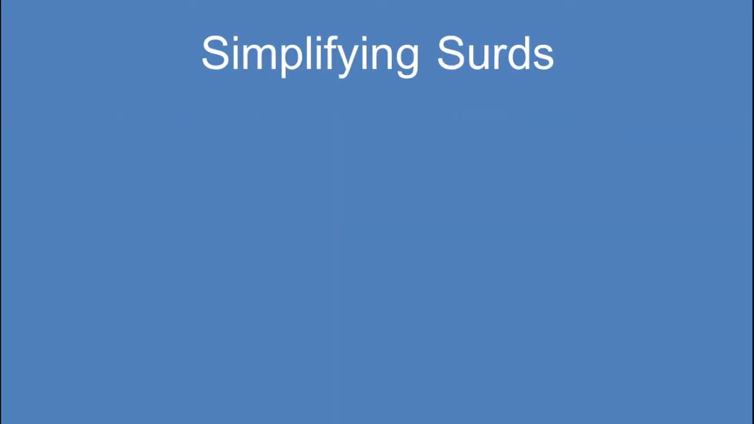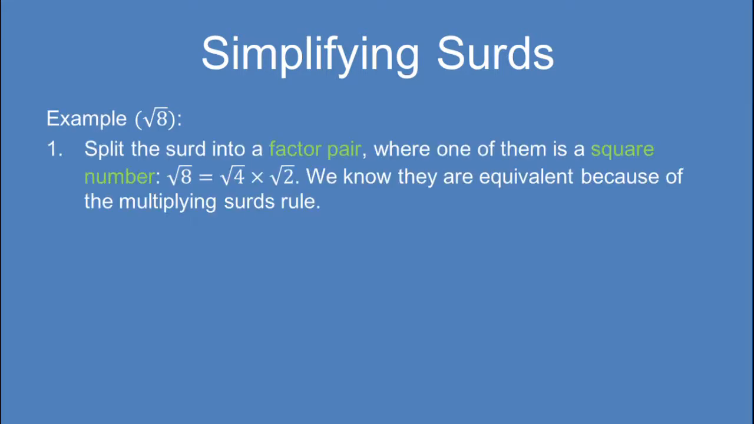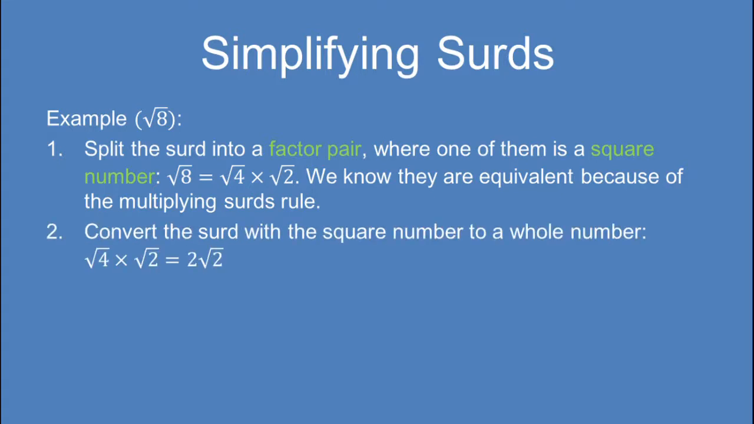Now this slide will show how to simplify surds. We'll use an example, the square root of 8. First, we split the surd into a factor pair, where one of them is a square number. We know that when multiplied back together, you will end up with your original surd. Lastly, we convert the surd with a square number to a whole number. In our example, the square root of 8 becomes 2 root 2.